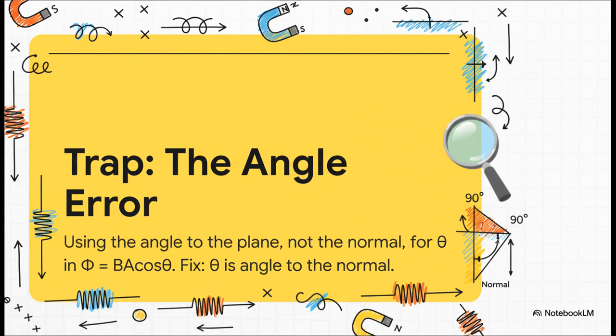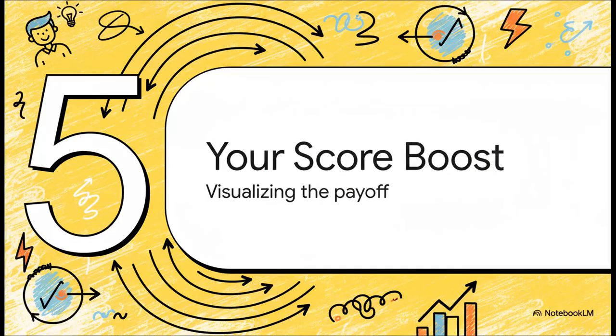And last one for the bonus round, the angle error. In the flux formula, phi equals BA cos theta, you have to remember that theta is the angle to the normal. That's the line sticking straight out, perpendicular to the surface. It is not the angle to the flat surface of the coil itself. That's a classic mistake.